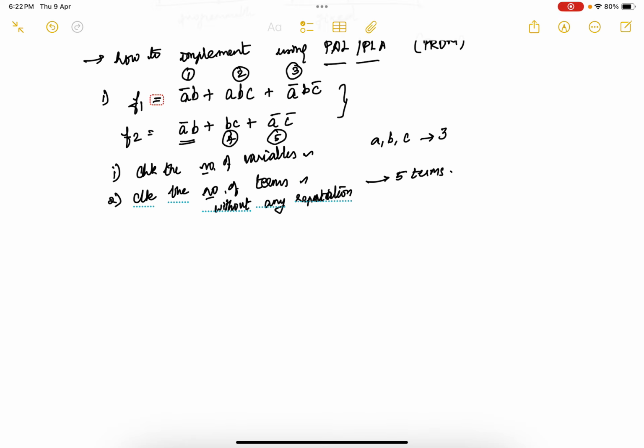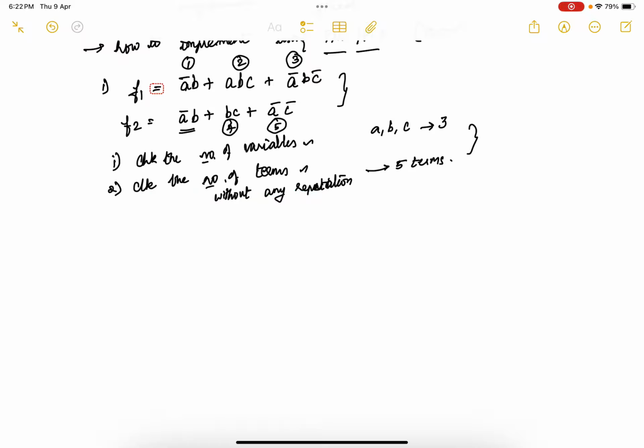So keep these two conditions in mind. First, check how many variables. Second, check how many terms there are without any repetition. Clear? So after this, how can you proceed?